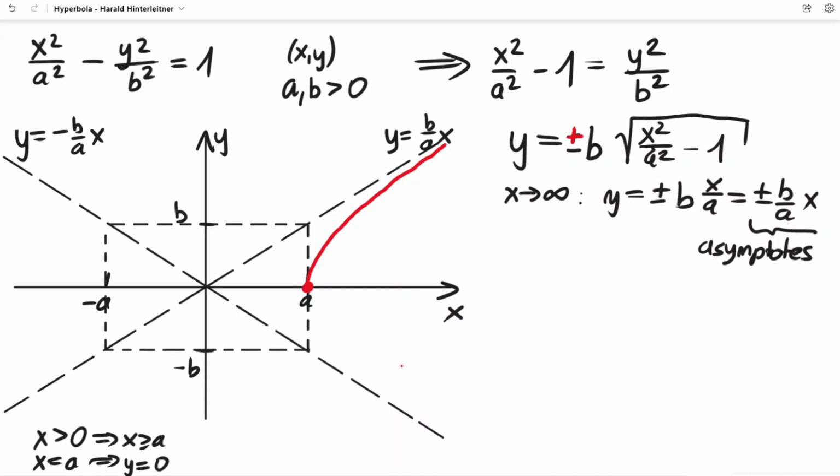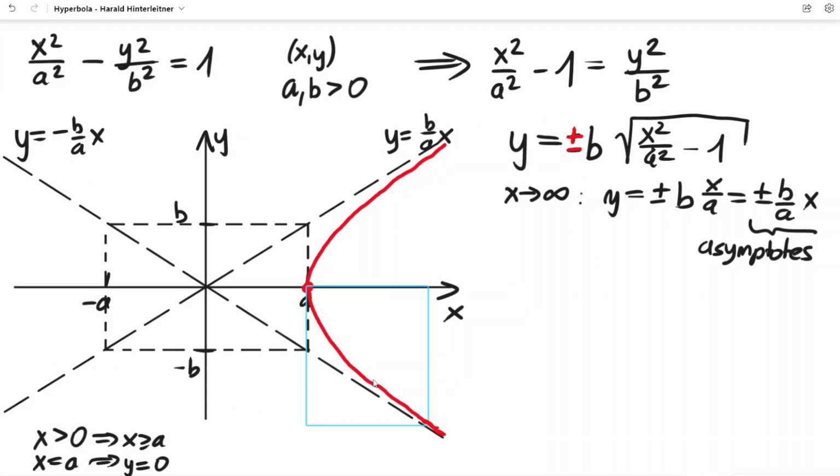So what else do we have? We also have a negative branch. So this means you just mirror this according to the x-axis. So it's again a root function, and it should approach this line here. Yeah, this should be a line.